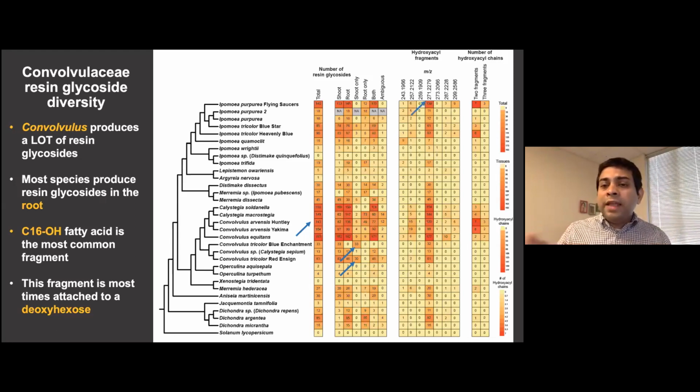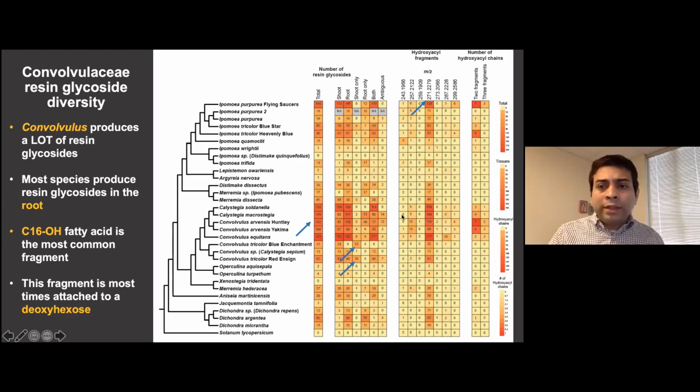We also looked at various different long acyl fragments existing in resin glycoside structures, and this particular mass, 271, corresponds to the C16 hydroxylated fatty acid mass. We also looked at C14, C16, C18, and so on, but we could not detect a lot of those compounds. There exist some compounds with those fatty acid chains, but not a lot.